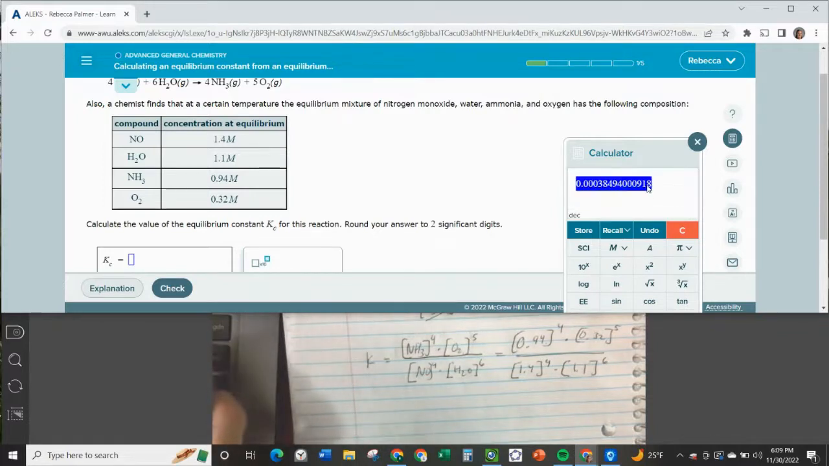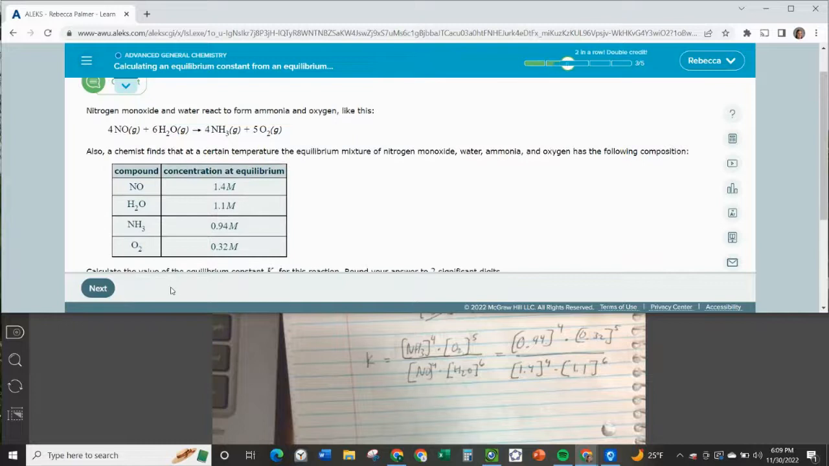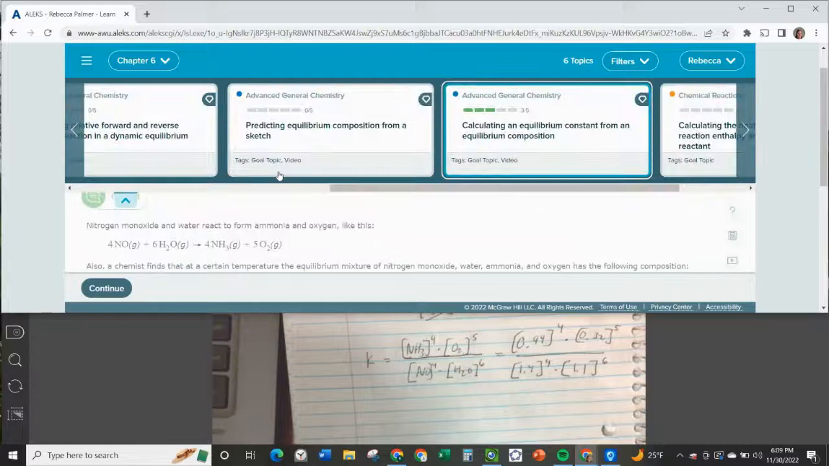Okay, and then I push enter. And I got this really small number. So the ALEKS calculator does this for me. I can just put it in scientific notation. So I'm going to do that. I need 2 significant digits. The other thing I can look at here, these are all in 2 digits, so probably need 2 digits. 3.8 times 10 to the minus 4. And let's check that. Great. Okay, so that's how you do calculating an equilibrium constant.